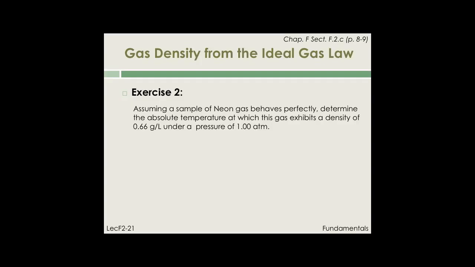Here we are asked to determine the temperature in Kelvin at which the gas exhibits a density of 0.66 gram per liter under a pressure of 1.00 atmospheres. You are also told to assume the ideal gas law.